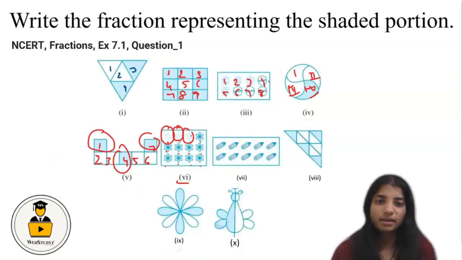In this part 7 we have to find out the total shapes. So total shapes are 1, 2, 3, 4, 5, 6, 7, 8, 9, 10. So there are 10 total number of shapes, and out of this 10 all 10 are shaded. So we have to find out the fraction.